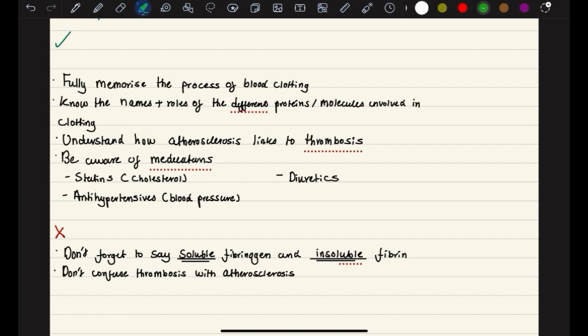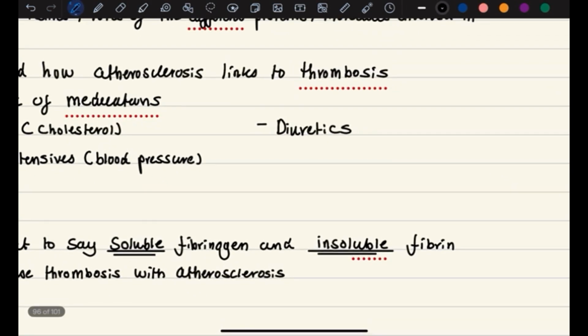Like, for example, you have statins, which are going to lower cholesterol. You've got antihypertensives, which are going to be medications to reduce the blood pressure. You have diuretics, which make you pee, and that also, in effect, will reduce the blood pressure as well. Another one I forgot to mention here that they like on your spec as well is stents.